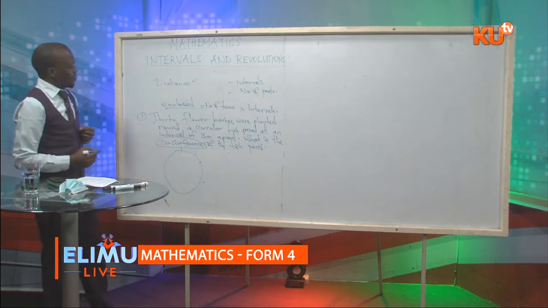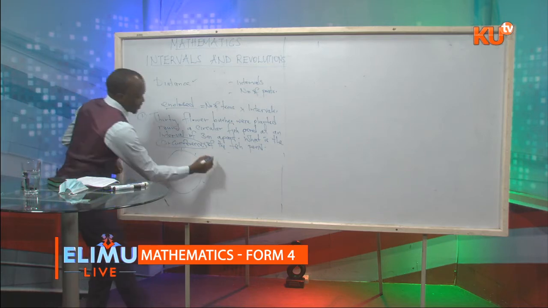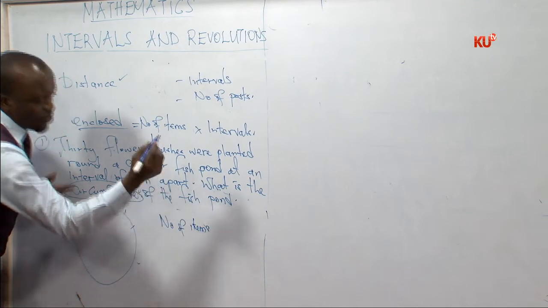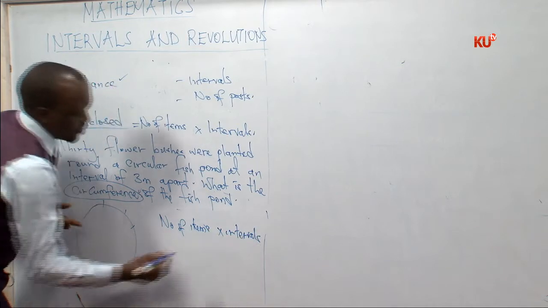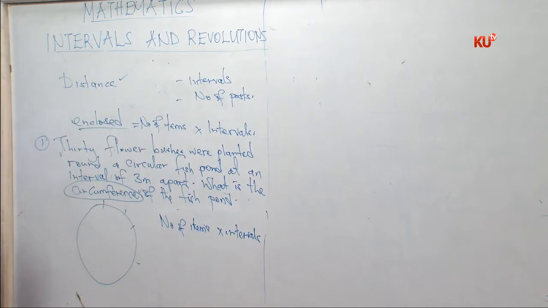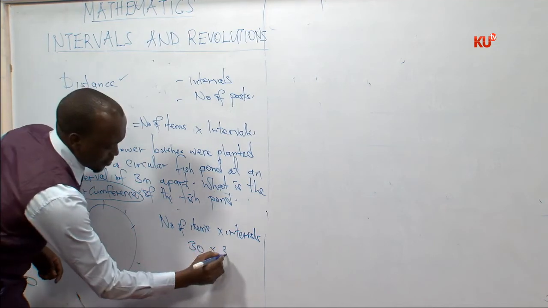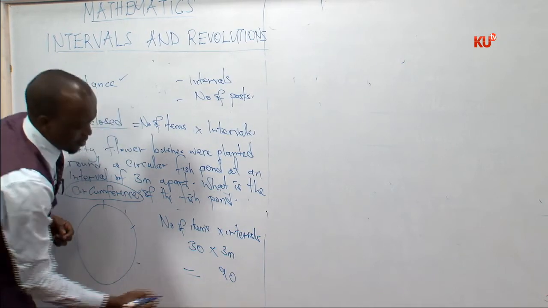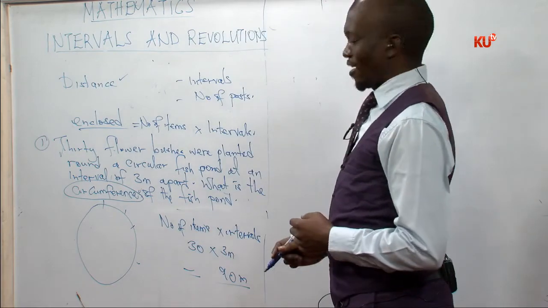We've given that our formula to find the distance around an enclosed figure is the number of items, or the posts that are used, times intervals. So go back to the question: there were 30 flower bushes. So 30 becomes the number of items. Take 30 times the intervals, 3 meters. So 30 times 3 is 90 meters. Dear learner, this is our answer.